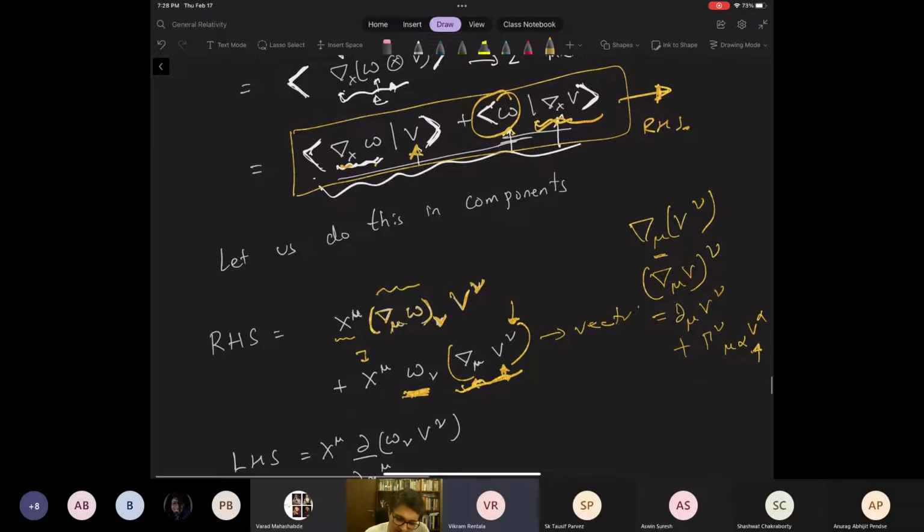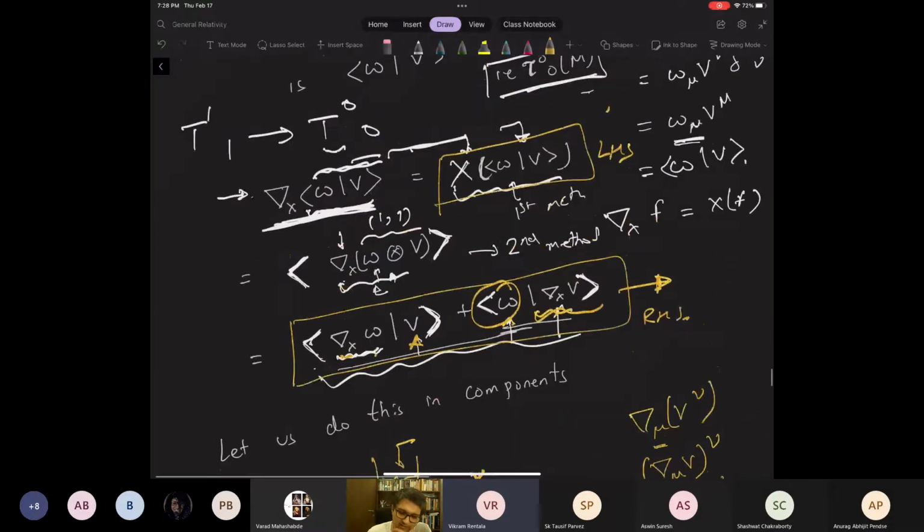Okay, so this is the right hand side, and this is what we're trying to find out. We're trying to find out what is the action of a dual vector. What is the action of this derivative on a dual vector? So this is what we're solving for. And on the left hand side, we have x acting on this inner product of WV.